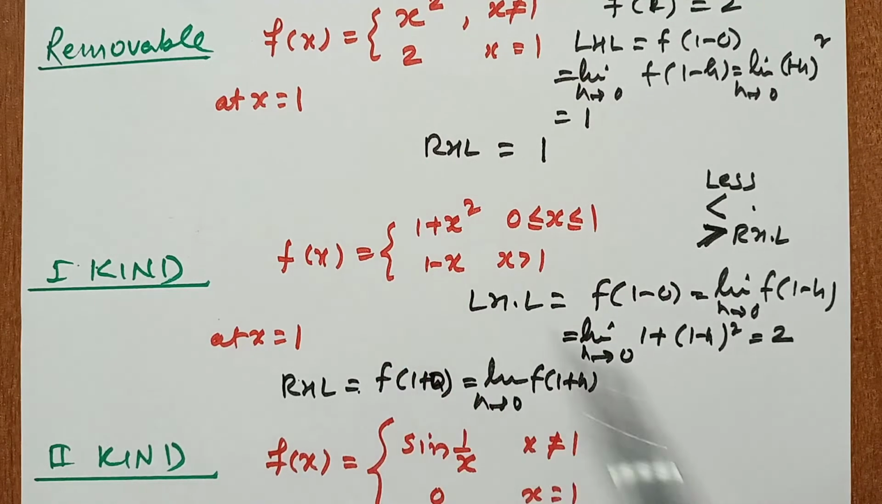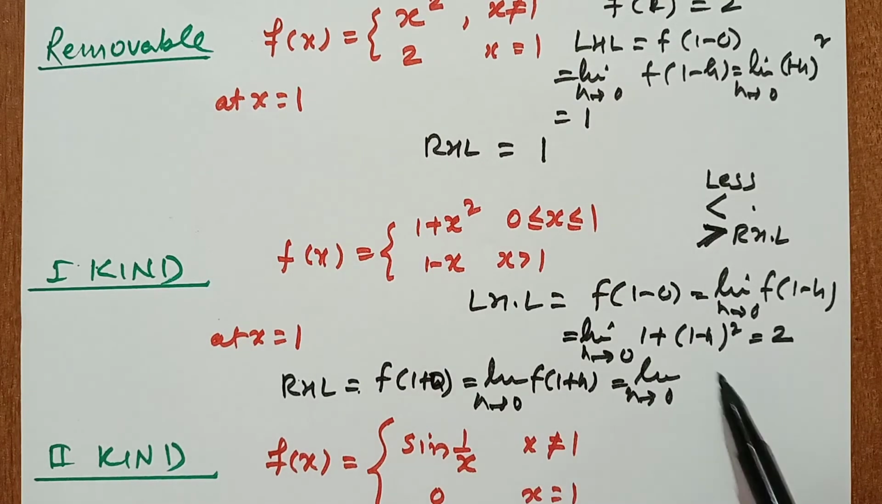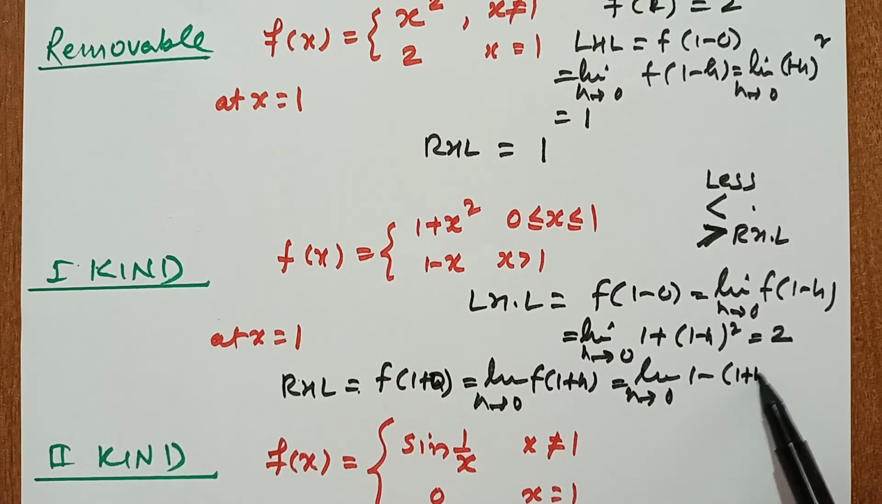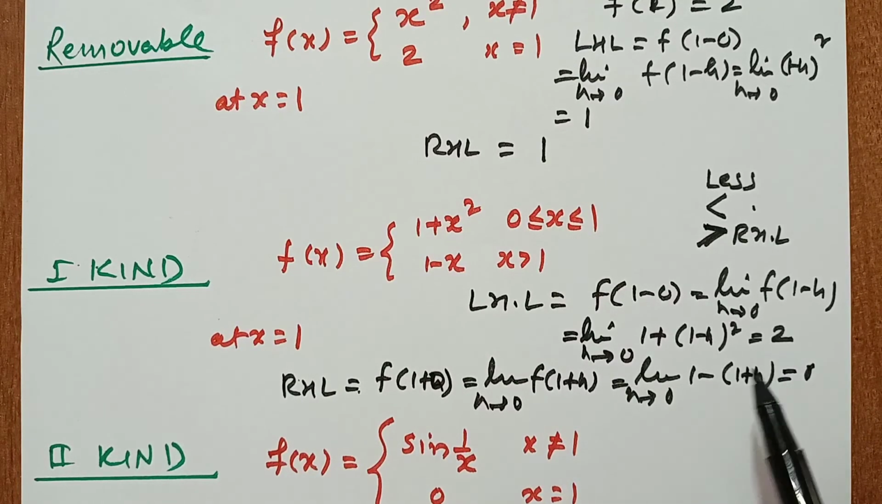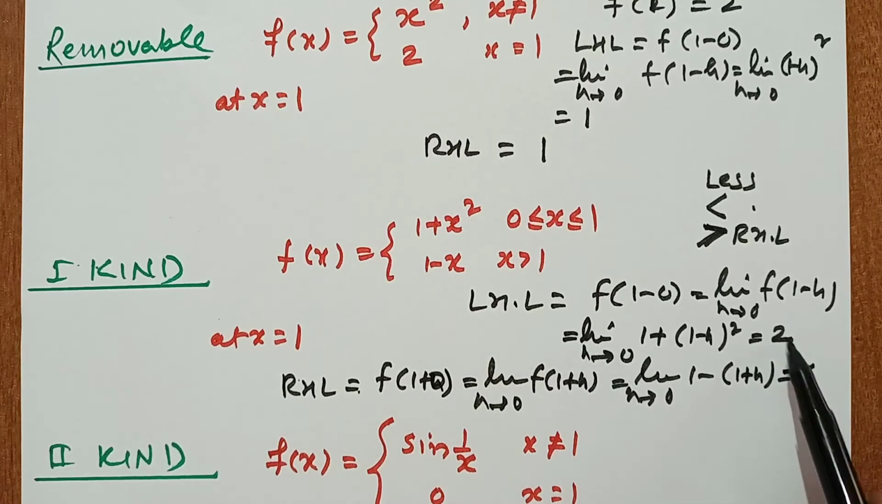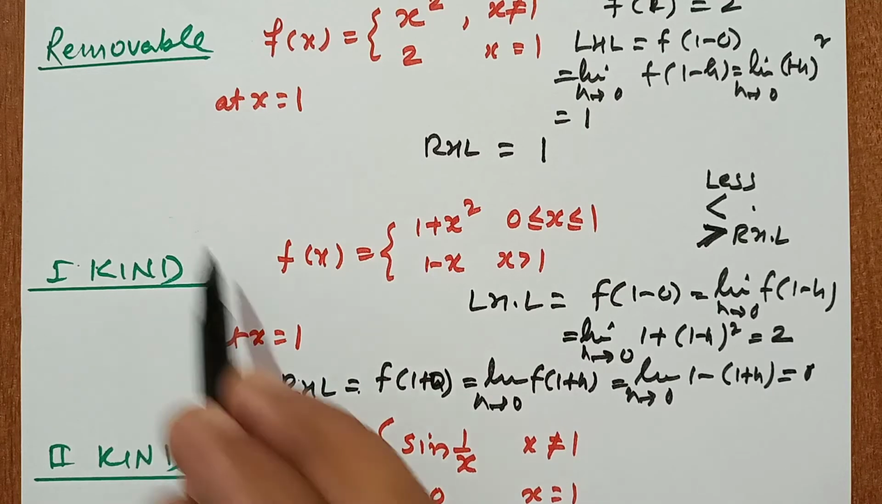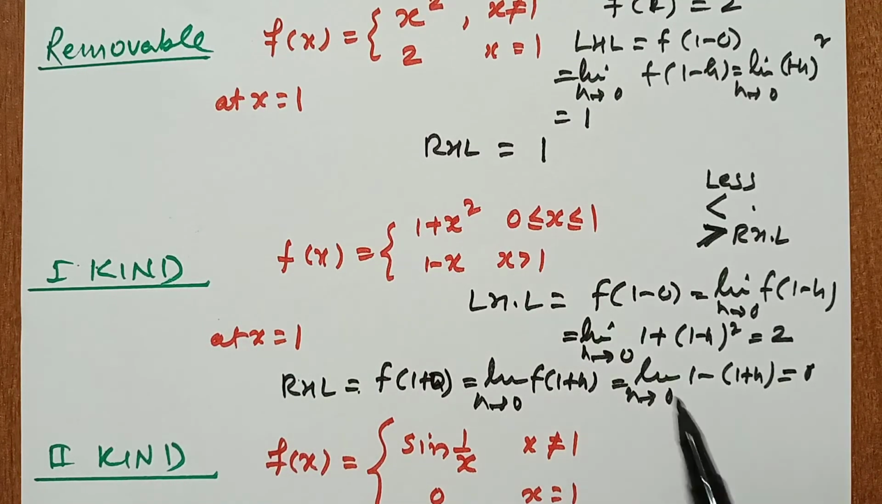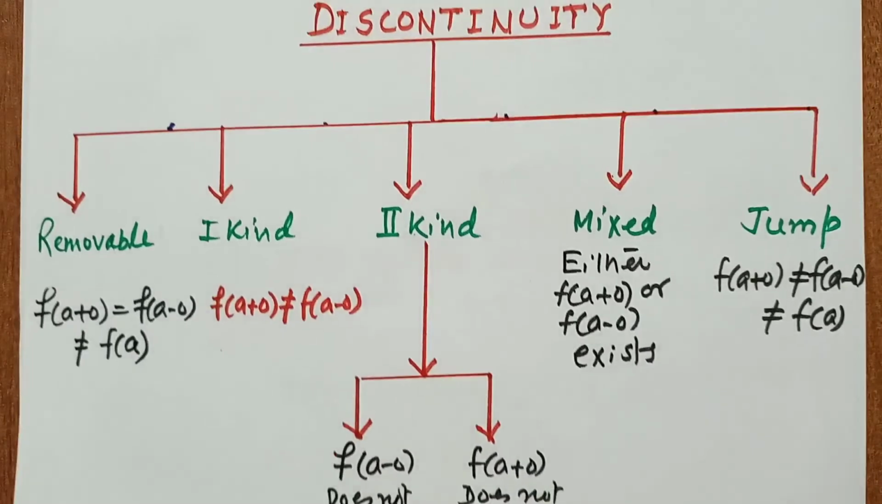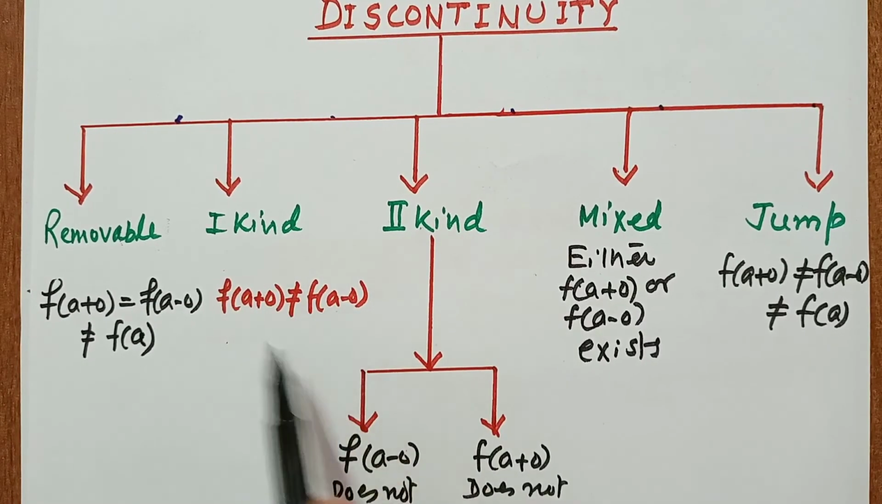f(1+h) is equal to limit h tends to 0, 1 minus 1 plus h. Okay, so 1 cancels, and on taking the limit this is 0. So here the left hand limit is 2, right hand limit is 1. So in the first case, the discontinuity of first kind, left hand limit and right hand limit both exist but are not equal. Okay, so this is first kind.